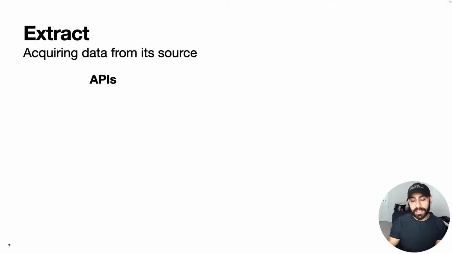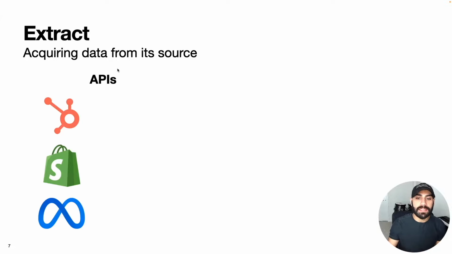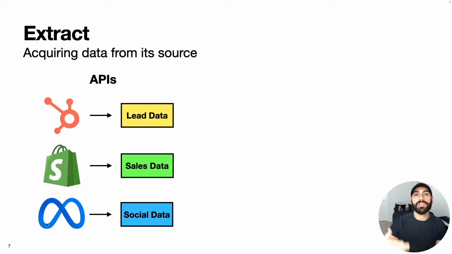What this might look like, say we have an e-commerce business that uses HubSpot as their CRM, Shopify to host their website and to make their sales, and then they promote their business on Facebook and Instagram. If we wanted to pull data from all these different data sources, we could use the respective APIs: HubSpot's API, Shopify's API, and Meta's different APIs. This would allow us to get the lead data, sales data, and social media data to build some kind of customer loyalty model or build a dashboard or anything like that.